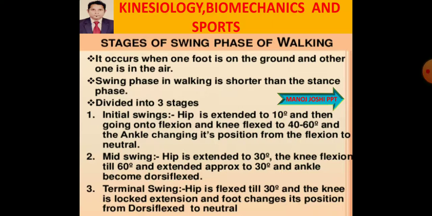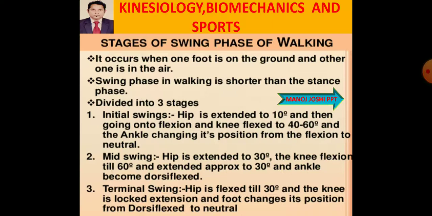The swing phase is divided into three parts. Initial swing: hip is extended to 10 degrees and then goes on to flexion, the knee is flexed to 40 to 60 degrees, and the ankle changes its position from flexion to neutral.